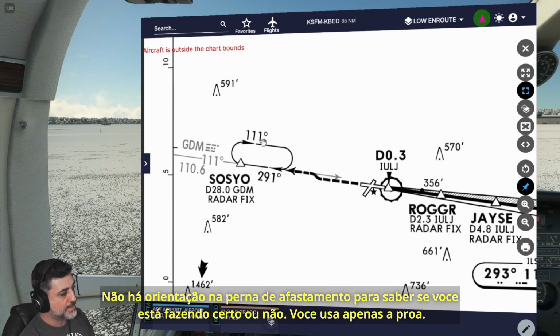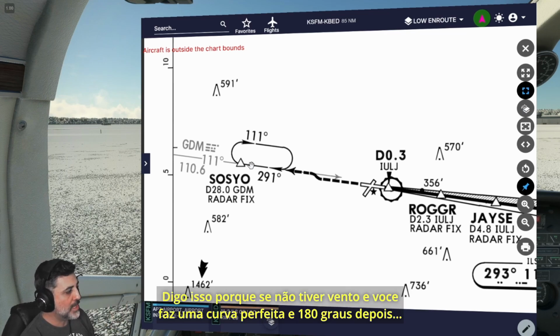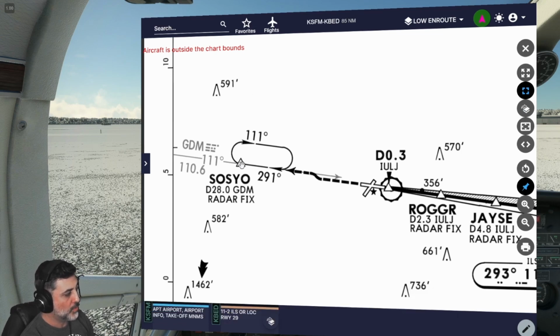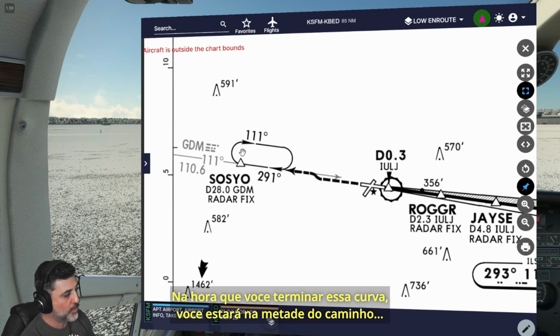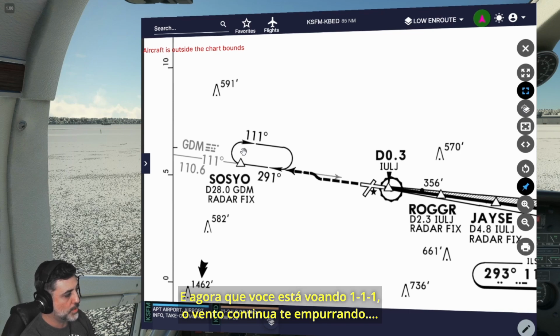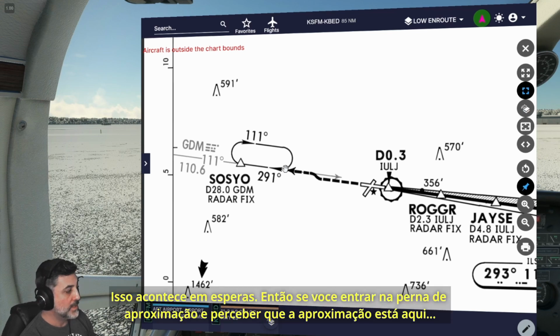There is no guidance on the outbound to know if you're doing it right or not. You can only do it by heading, right? And I say this because if there's no wind and you nail that inbound and you turn perfectly and end the turn 180 degrees later, you're fine. You're going to be very, very close to this outbound. But what if there's a lot of wind from the north pushing you down? Well, by the time you finish this turn, you're going to be like halfway inside the hold because the wind pushed you so much during the turn. And now that you're flying 111, the wind's going to keep pushing you, so you're going to end up somewhere over here, right? That happens in holds.